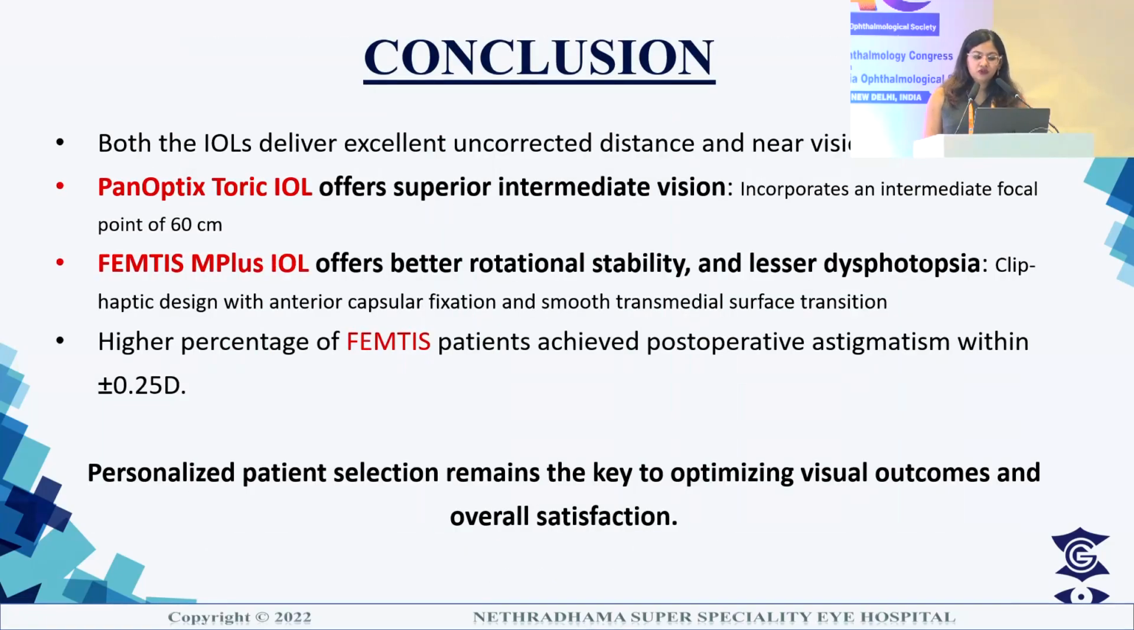So in conclusion, both the IOLs deliver excellent uncorrected and distance vision. The Panoptix toric IOL has an edge as it provides superior intermediate vision, and this is because it incorporates an intermediate focal point of 60 cm, while the Femtis M+ IOL offers better rotational stability and lesser dysphotopsia. This is attributed to its unique clip haptic design and smooth transmedial surface transition. And a higher percentage of Femtis M+ patients achieve post-operative astigmatism within plus minus 0.25 diopters. So personalized patient selection remains the key to optimizing visual outcomes and overall satisfaction.